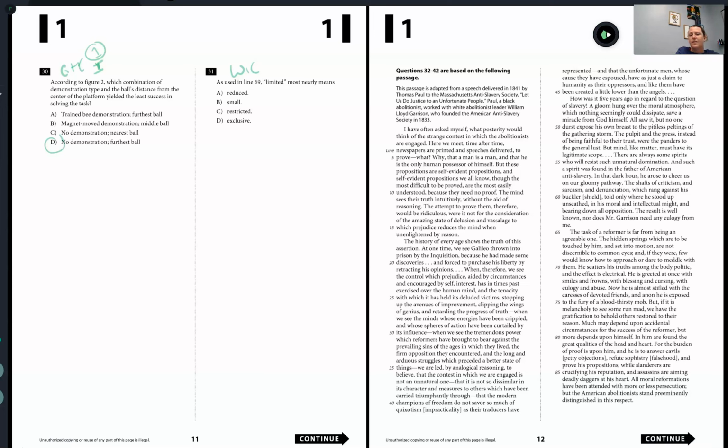As used in line 69, the word limited, so we talked about it being small and looked at as one of our answer choices. It is small. And that is all for passage 3.